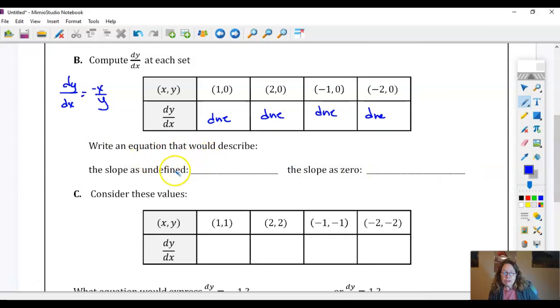So write an equation that would describe the slope is undefined. Remember, a slope undefined is going to be vertical. So that's going to be an up and down. So that would be like x equals a, or it could be any vertical line. And then if you have a slope of 0, that's horizontal. So that would be y equals, I'll call it y equals b, or it could be any horizontal line.